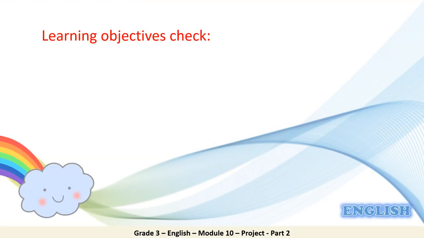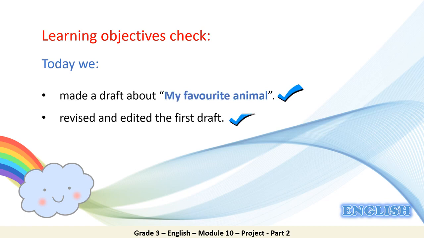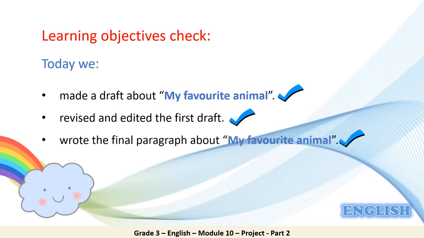Well done, everyone. We reached the end of our lesson. Let's go back to check our objectives for today. We made a draft about my favorite animal. We revised and edited the first draft. And then we wrote the final paragraph about my favorite animal.